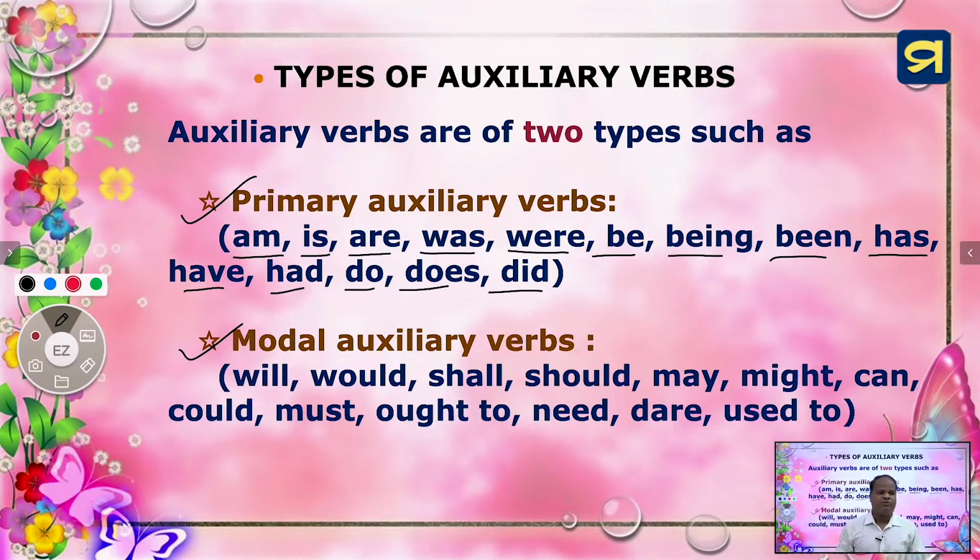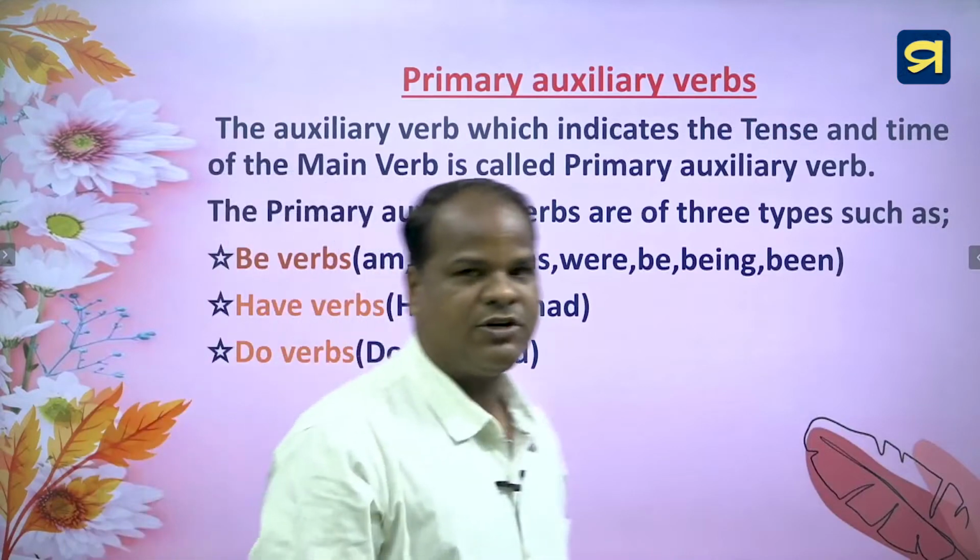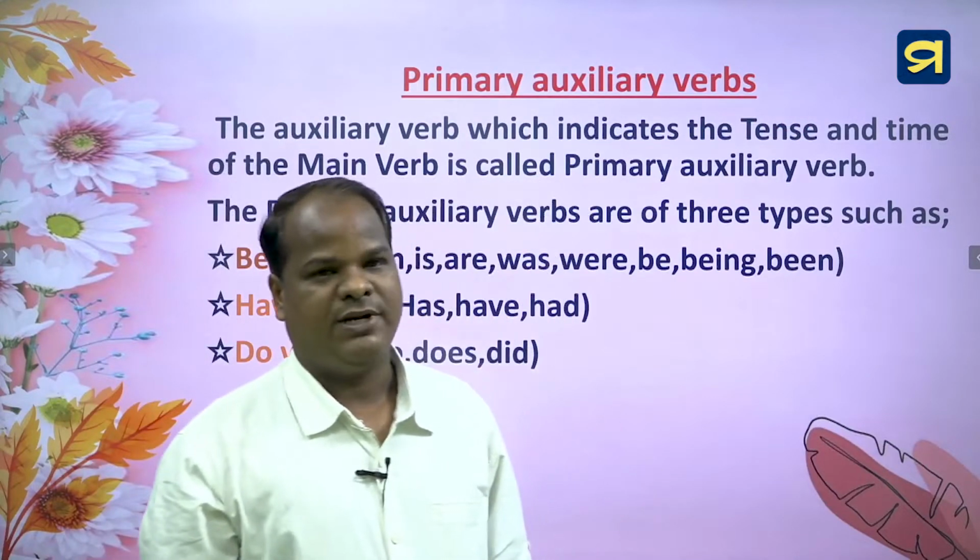Again, modals or modal auxiliary verbs. Let's discuss which verbs are known as the modal auxiliary verbs or modals. Here, will, would, shall, should, may, might, can, could, must, ought to, need, dare and used to. These are the modal auxiliary verbs or modals. Then we have to discuss primary auxiliary verbs.